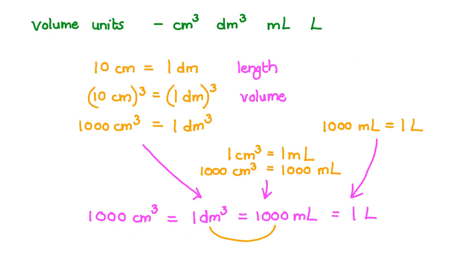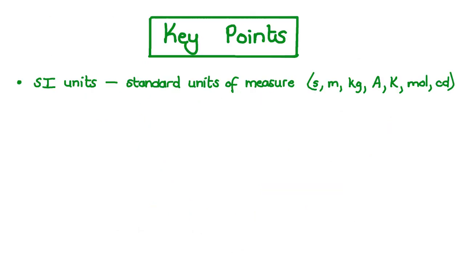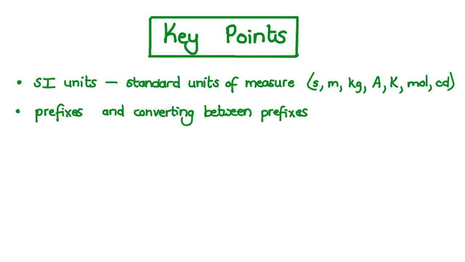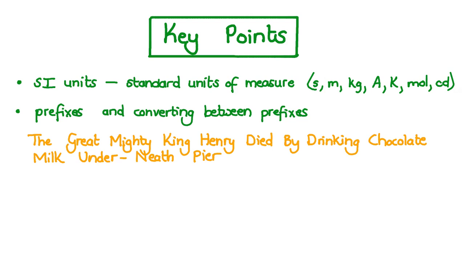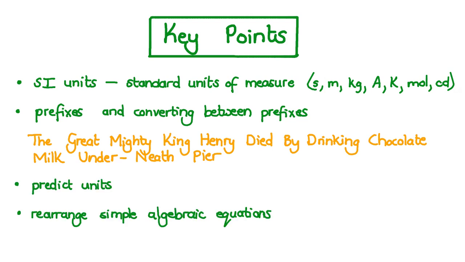Now let's summarize everything we have learnt. In this lesson, we have learnt that the SI units are standard units of measure used internationally. The 7 base units are for time seconds, length meters, mass kilograms, electrical current amperes, temperature Kelvin, amount of substance mole, and luminous intensity candela. We learnt about unit prefixes and how to convert between them, and a mnemonic for remembering their order, as well as how to predict units and rearrange simple algebraic equations.